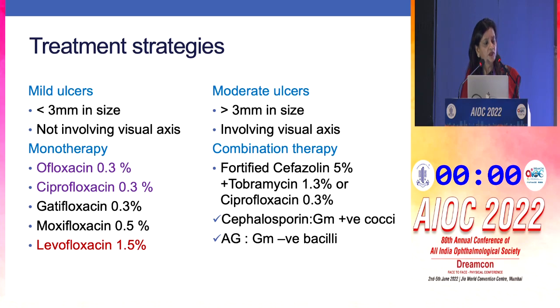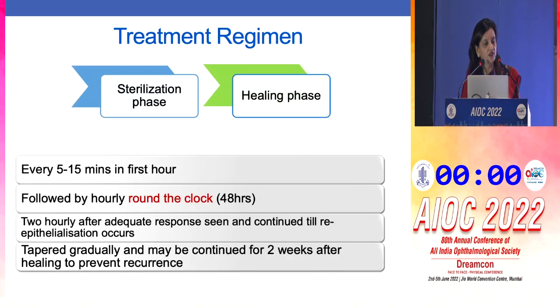Moderate ulcers, if they are more than 3 millimeters in size and involve the visual axis, one uses combination therapy with fortified cefazolin or tobramycin, which are in higher concentrations to cover for both the gram-positive and the gram-negative bacilli. And I think it is important to emphasize that in the initial 48 hours your treatment will go round the clock. Round the clock means even during the waking hours, at least for the initial 48 hours.